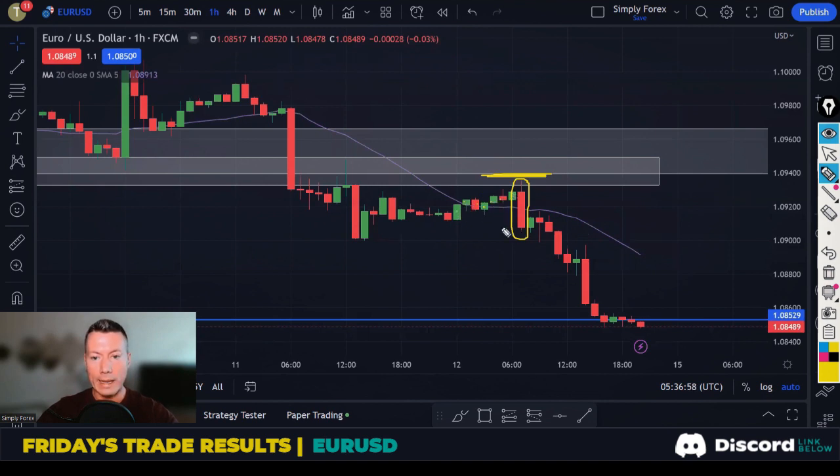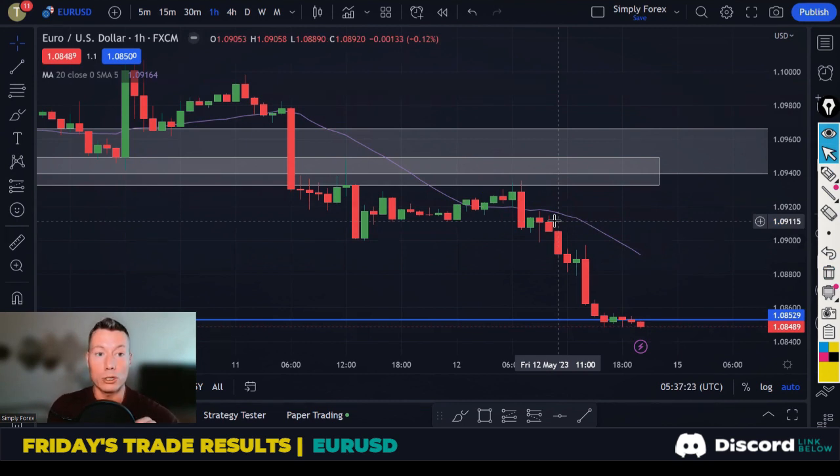So we enter here, we put our stop above the swing H1 high, and then we could have just taken price back down to this level. Nice trade, guys. I hope you got in on this one. Let me know if you did. Leave a message on YouTube, or you can leave a message in our free Discord. It came down nicely, guys. All the US dollar pairs were showing US dollar strength on Friday.